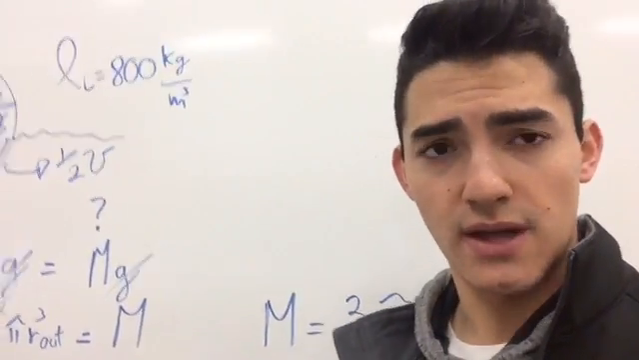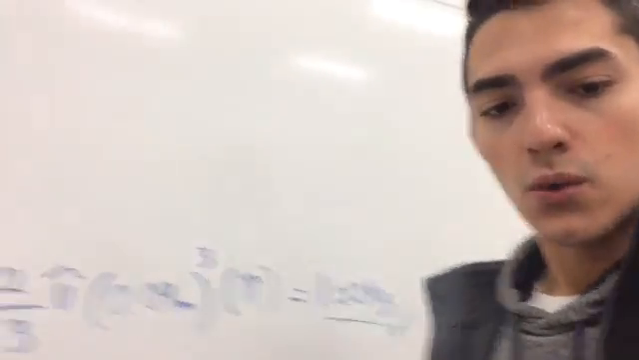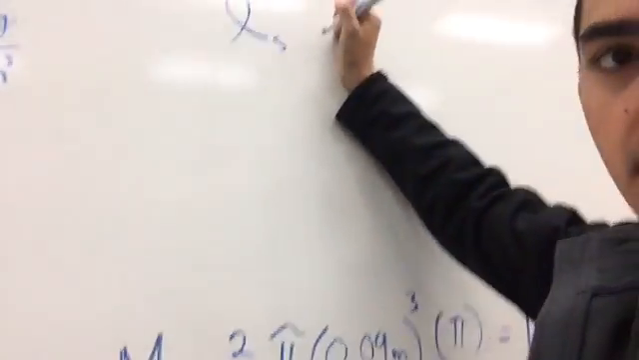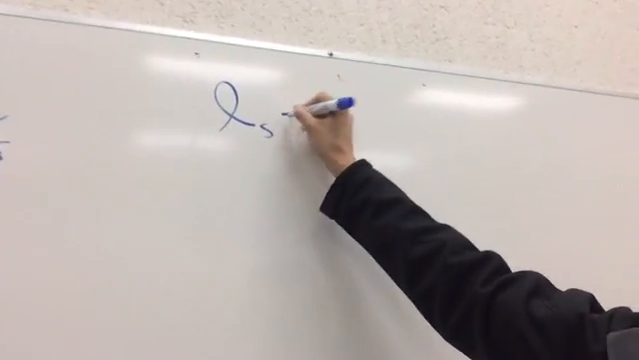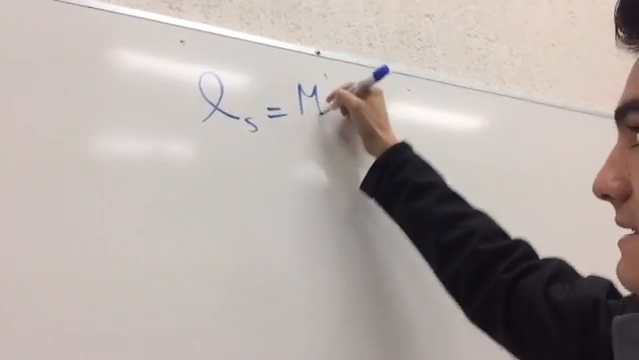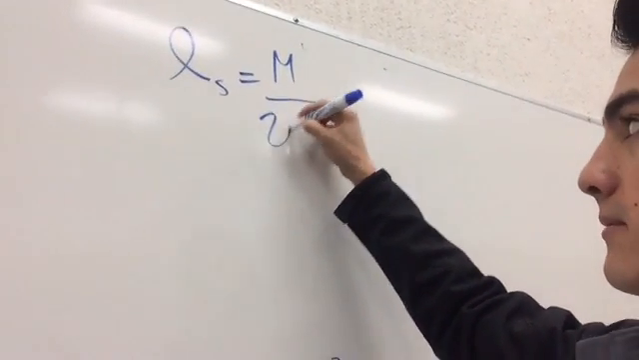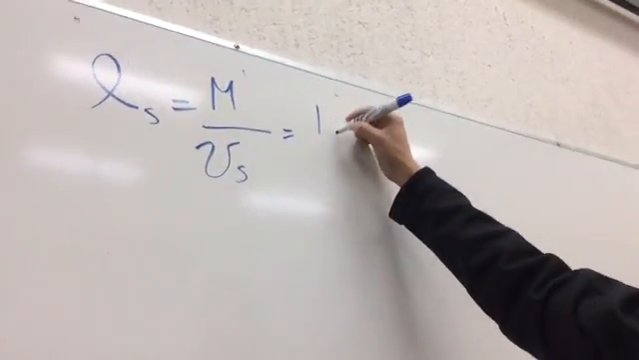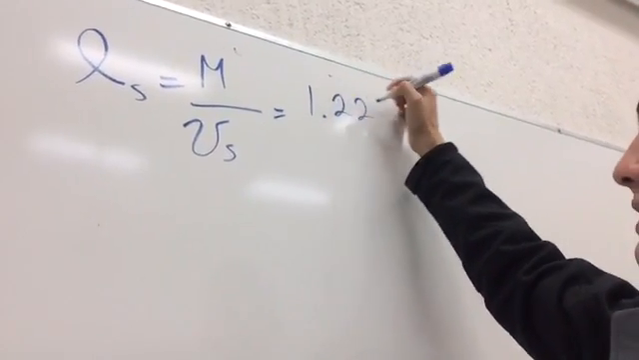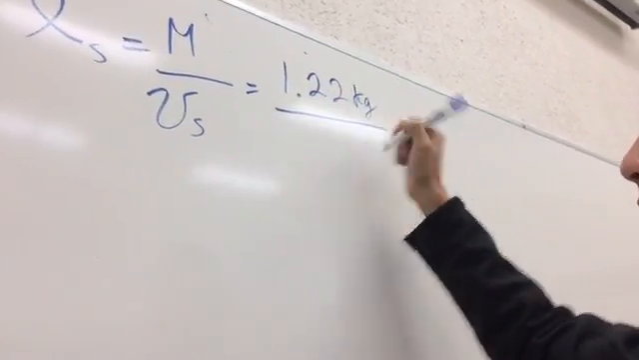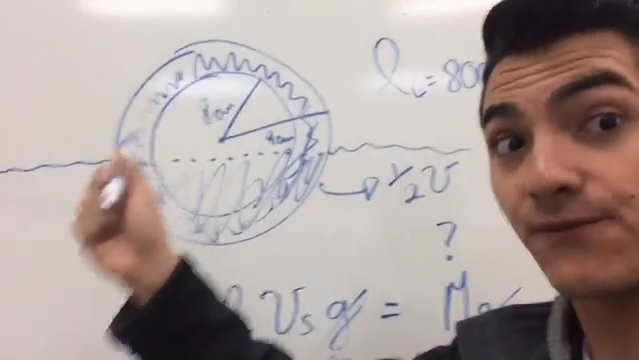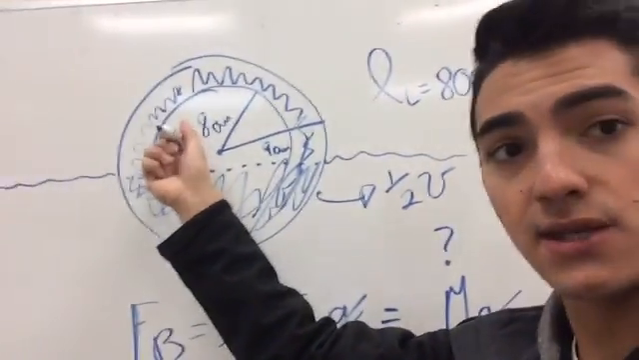Then, once we have this, we can solve the second question that says: find the density of the sphere. For finding the density of the sphere, we have to consider that the density of the sphere is equal to the mass over the volume of the sphere. Here we can say easily that the mass is 1.22 kilograms. But the volume of the sphere is not simple, because the density of this part of the sphere is different from this part, because this one is hollow.